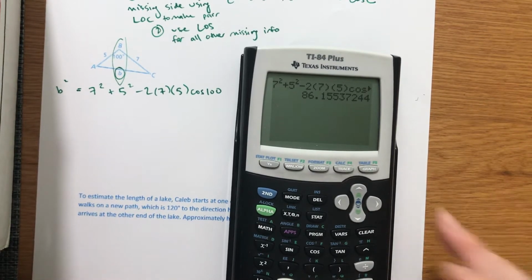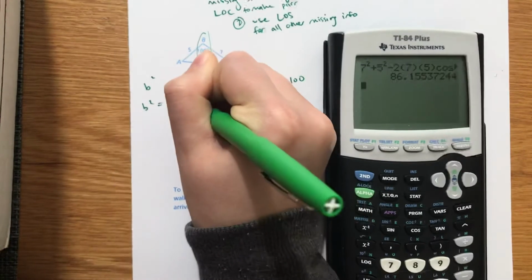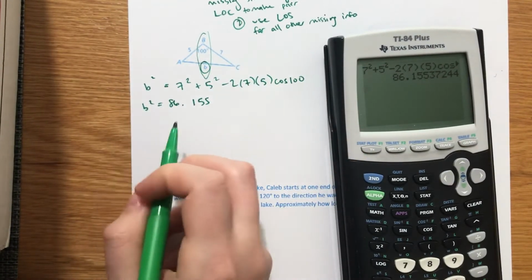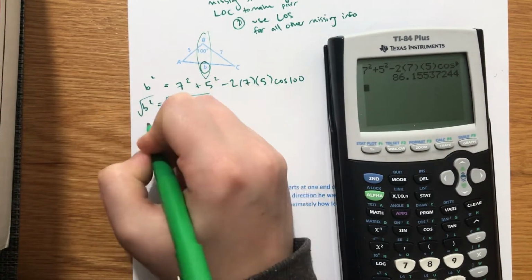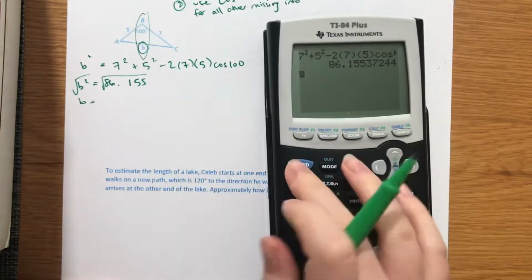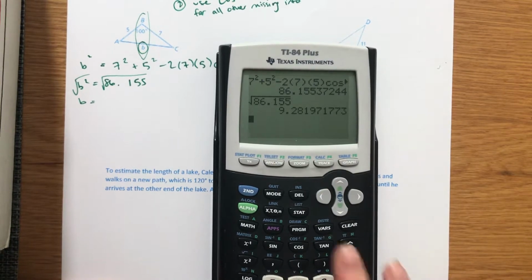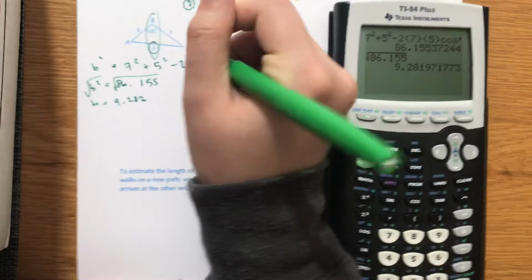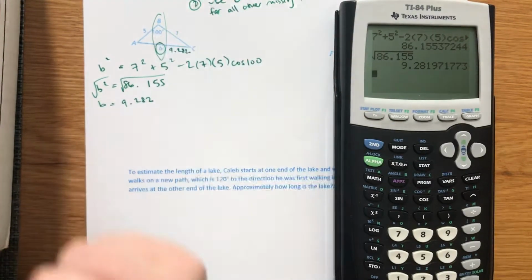And I get 86.155. So B squared equals 86.155. And then your last step, and this is something that people often forget, B isn't by itself. We have to take the square root. So B equals the square root of 86.155, which is 9.282. So side length B here is 9.282.